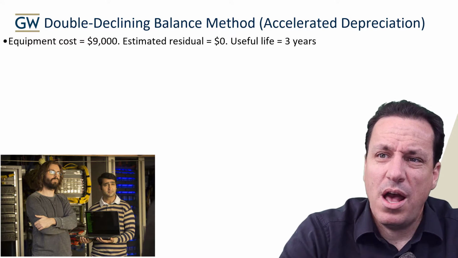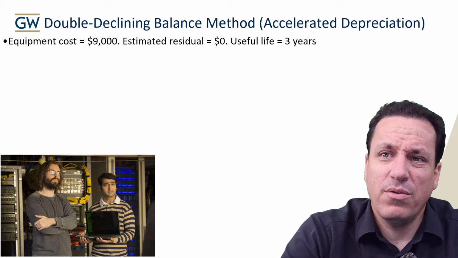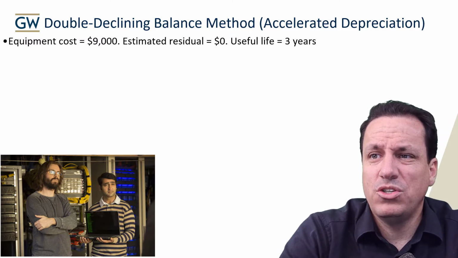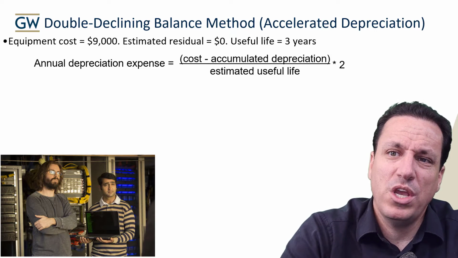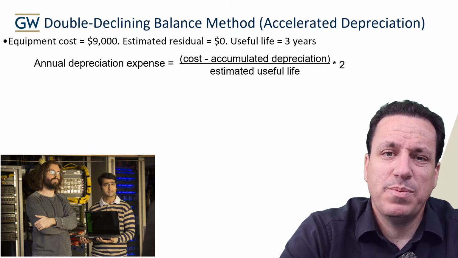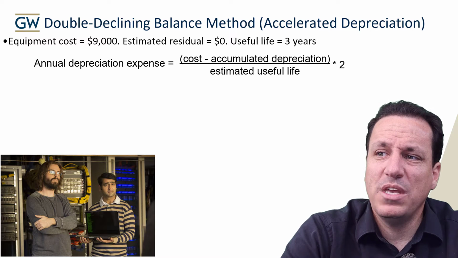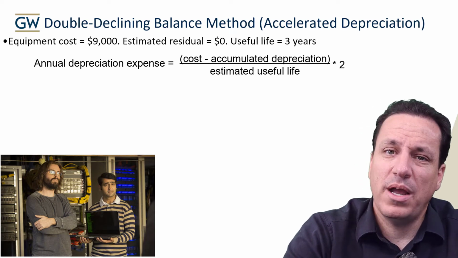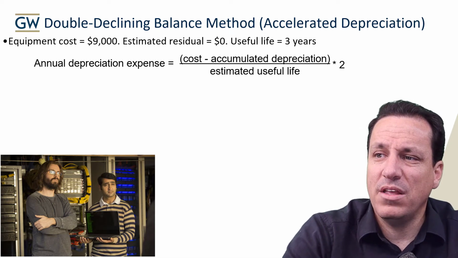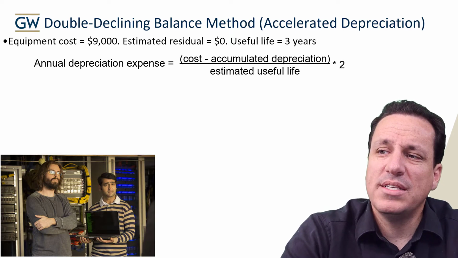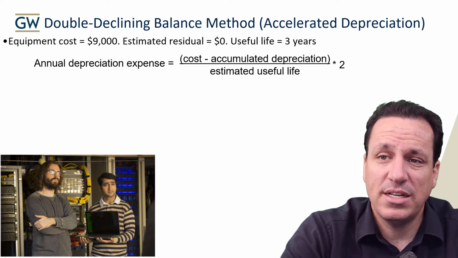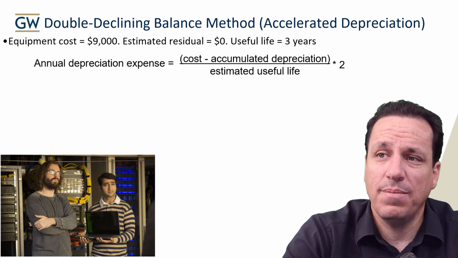So let's use Guilfoyle's server under this accelerated depreciation double declining balance method. Equipment cost of 9,000 as a review, residual value is 0, and estimated useful life is 3 years. Our annual depreciation expense formula related to double declining balance will be cost minus the accumulated depreciation. You notice in the other one, it was cost minus salvage value, or cost minus the remaining value that you'd have when you'd sell it. This is cost net accumulated depreciation over the estimated useful life times 2. That's the formula for double declining balance.